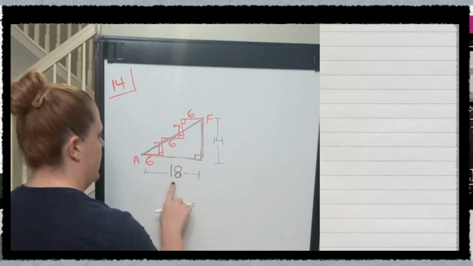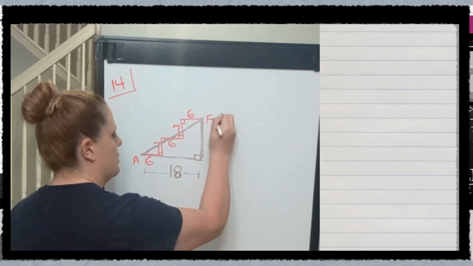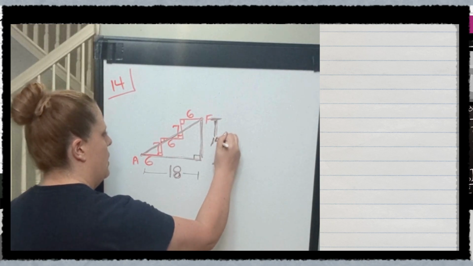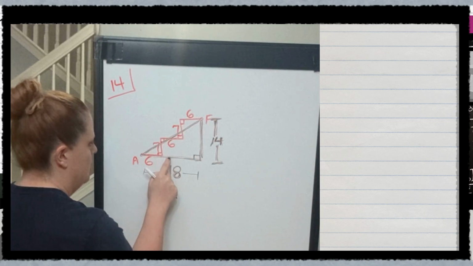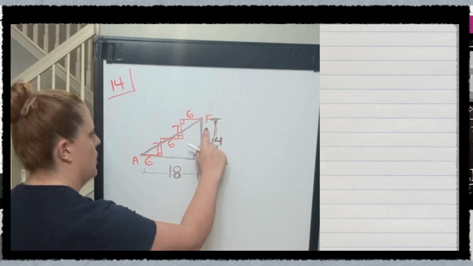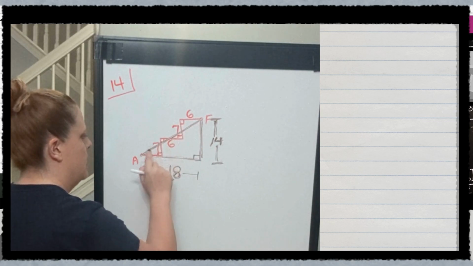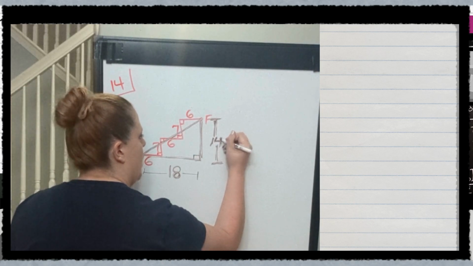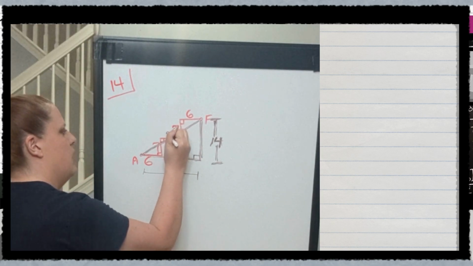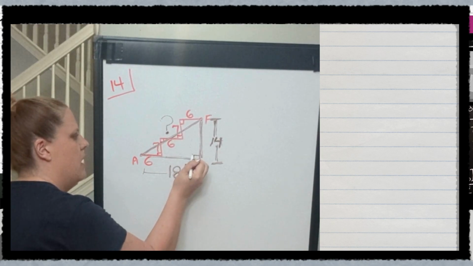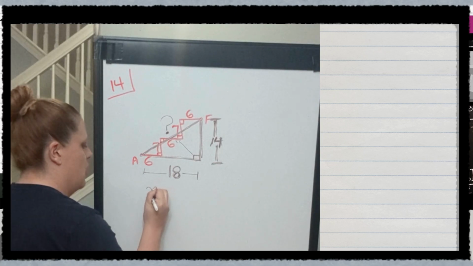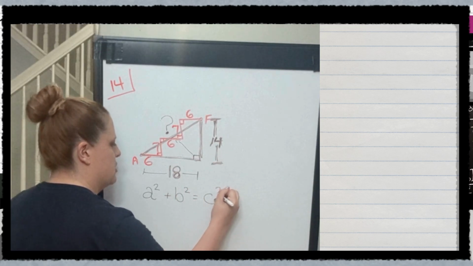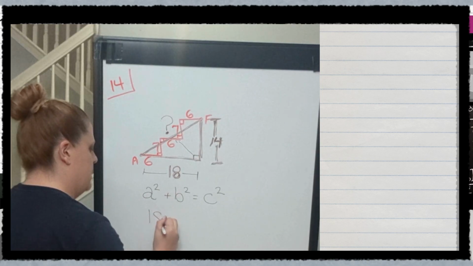I'm just writing it weird. 18 across, 14 going up. And I hope everybody sees how that works. Okay? We look at our horizontal, and then we look at the vertical going up. Okay, so those are our ups, those are our sides. Well, now I have a right triangle where I want to know the length of the hypotenuse. So we go back to our favorite, a squared plus b squared equals c squared, and I have 18 squared plus 14 squared equals c squared.